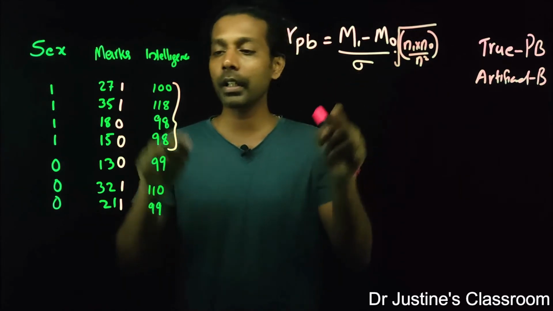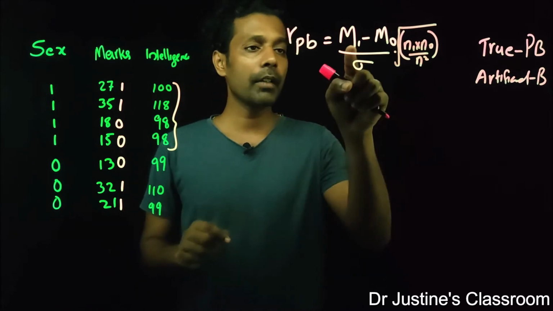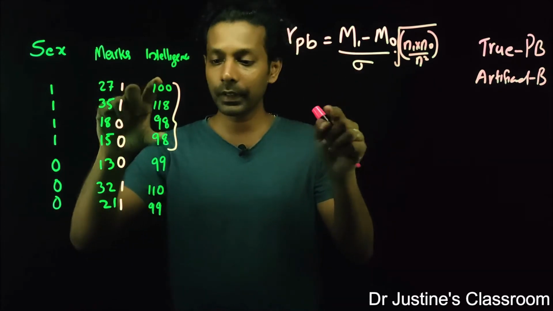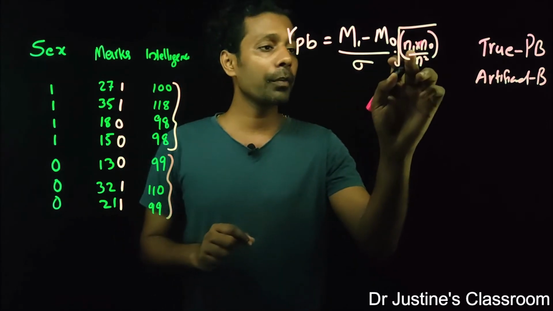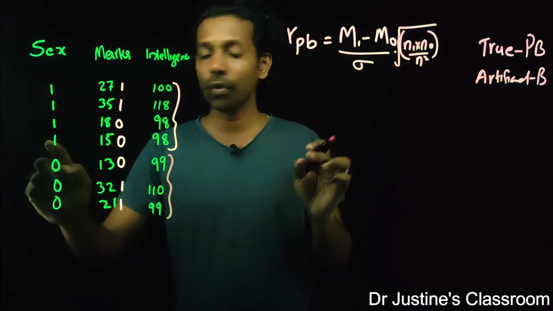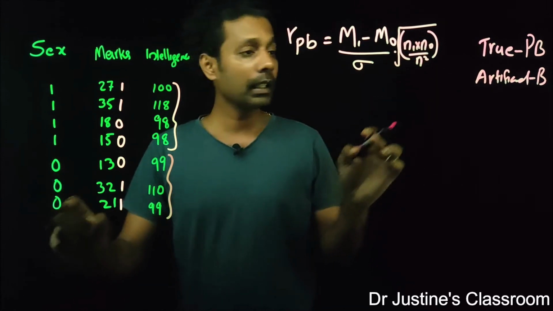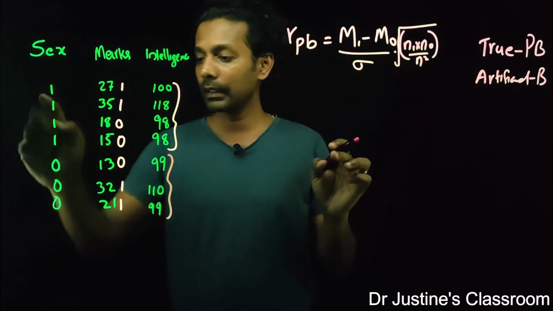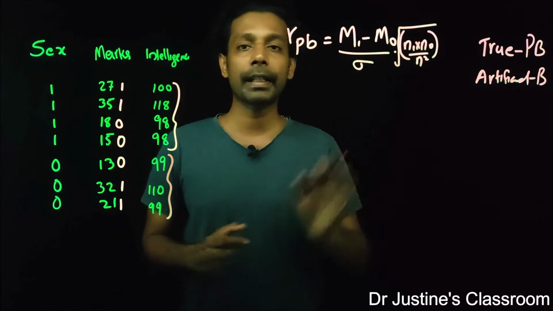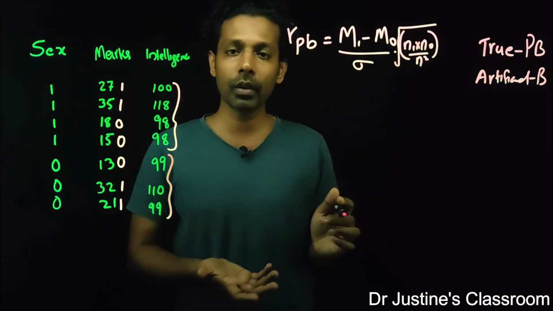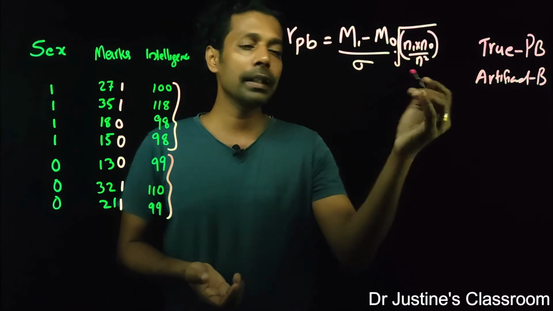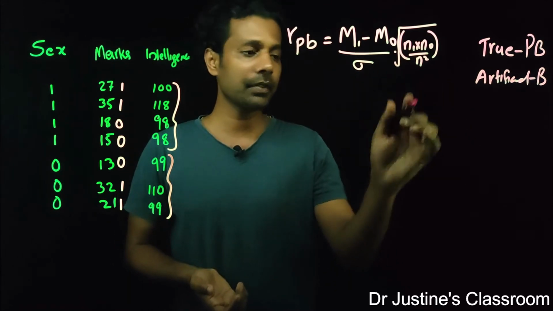So what is the standard deviation here? The standard deviation of the entire data. What is m1 here? The mean of this data. What is m0? m0 is the mean of this data. The number of people in the first group is 4 and in the second group 3, and the total number n is 3 plus 4, 7, squared. So this is how we calculate r_pb, and since it's a Pearson correlation itself, this particular method can be tested with a t-test.